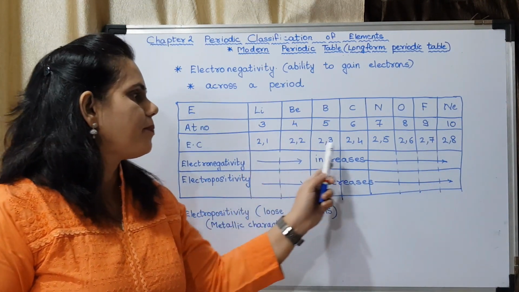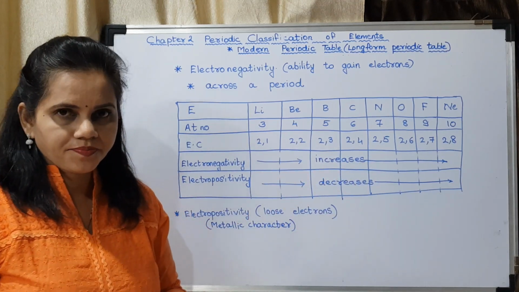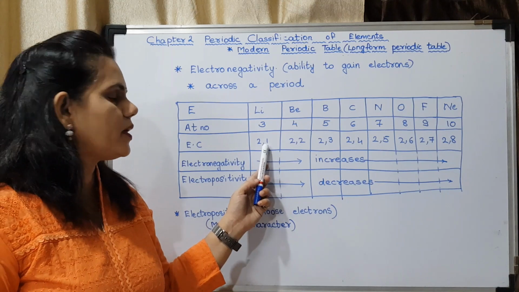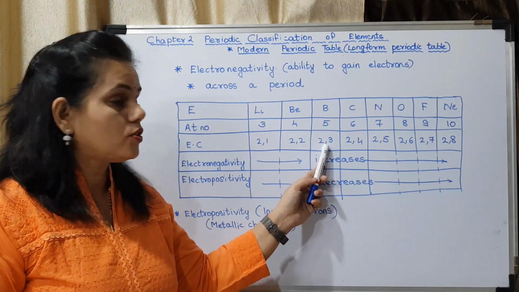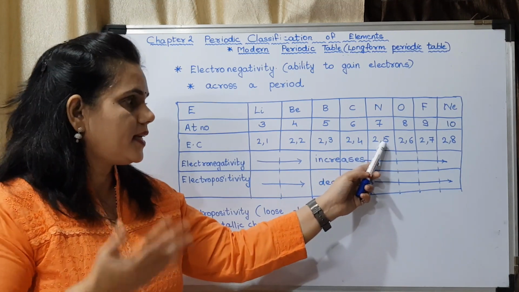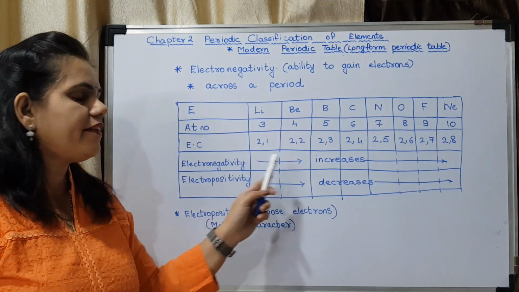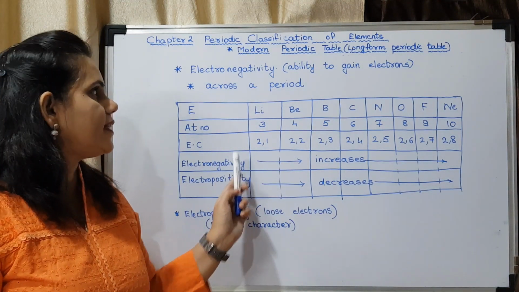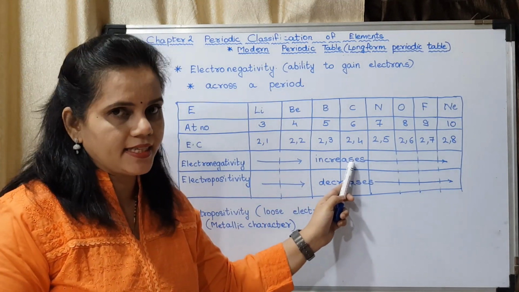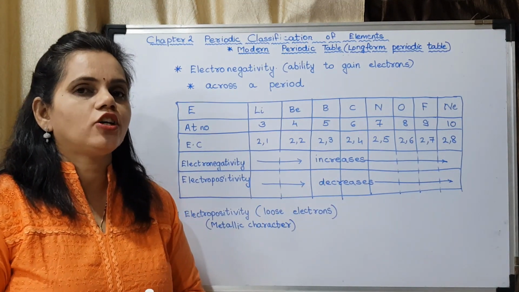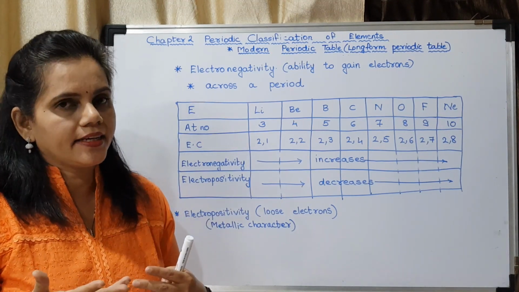So you may see as the number of electrons in the outermost shell increases, what will this one do? This will lose. This also will lose. This also will lose. This will share, this will gain, gain, gain. So when you go from left to right, electronegativity, that means the ability to gain electrons, increases. Why? Because the atomic size decreases, so the electronegativity increases.